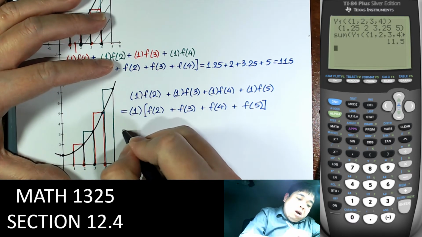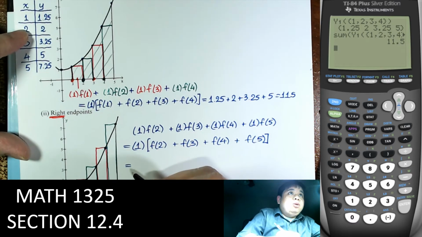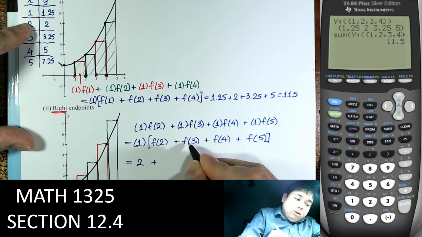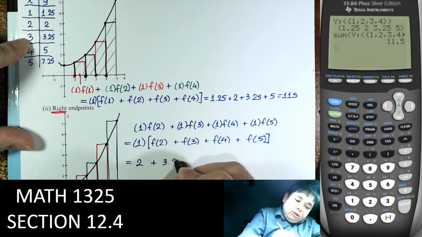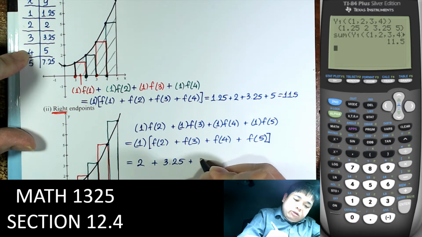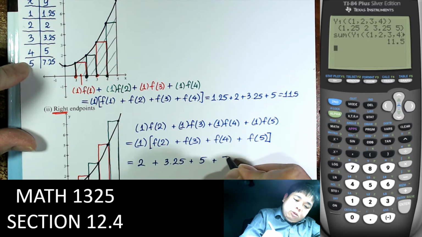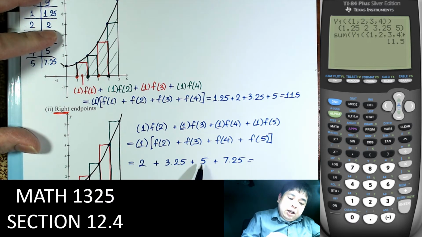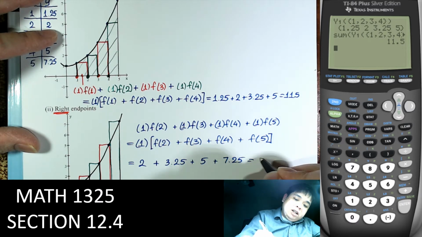And now let's do it by hand first. F of 2 is 2. F of 3 is 3.25. F of 4 is 5. F of 5 is 7.25. So 7.25 and 3.25, that's 10 and a half, 17 and a half.